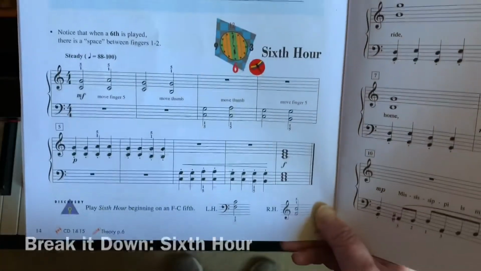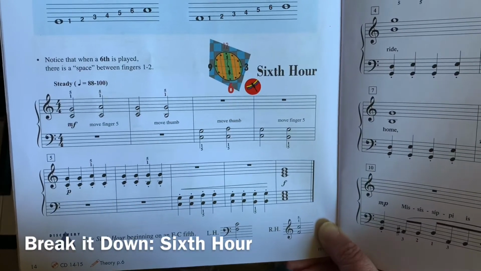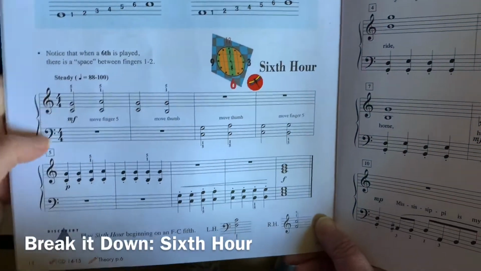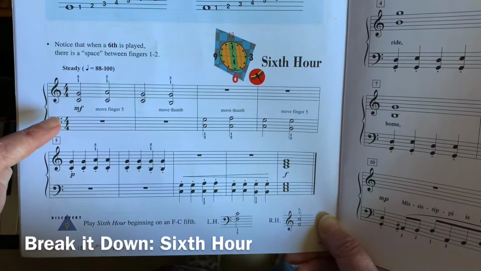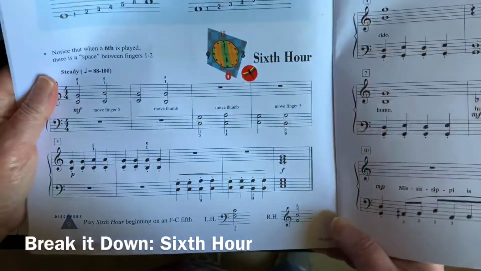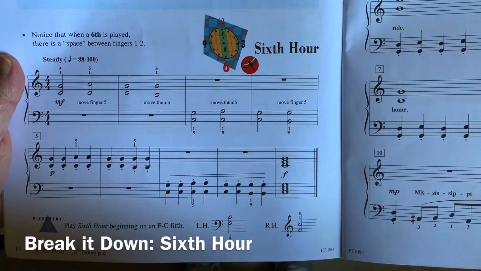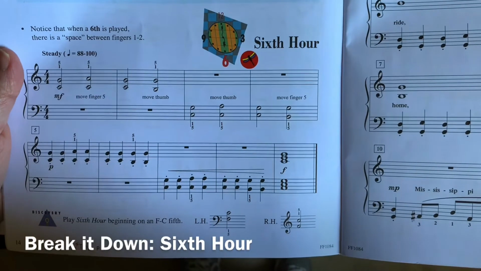So Sixth Hour is a pretty short song that's going to focus only on playing sixths. In the first line, we're going to be playing slow sixths that move at a half note speed. All of the intervals in the song are blocked, which means that they are played with the notes at the same time instead of separated.